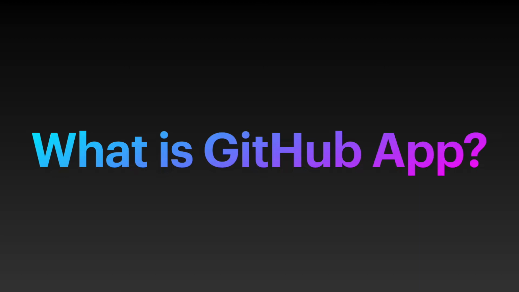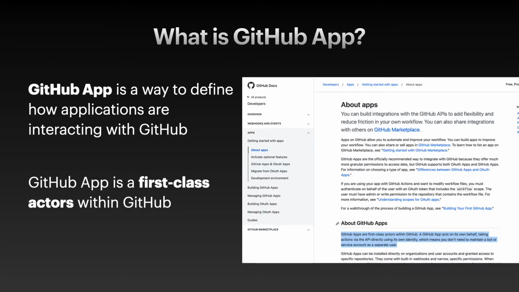What is a GitHub app? By definition, this is how a GitHub app is defined in the documentation page. A GitHub app is a way to define the application to interact with GitHub. GitHub apps are the first-class actors within GitHub. Okay, what does this mean in plain English? To understand this, let's see the next section.